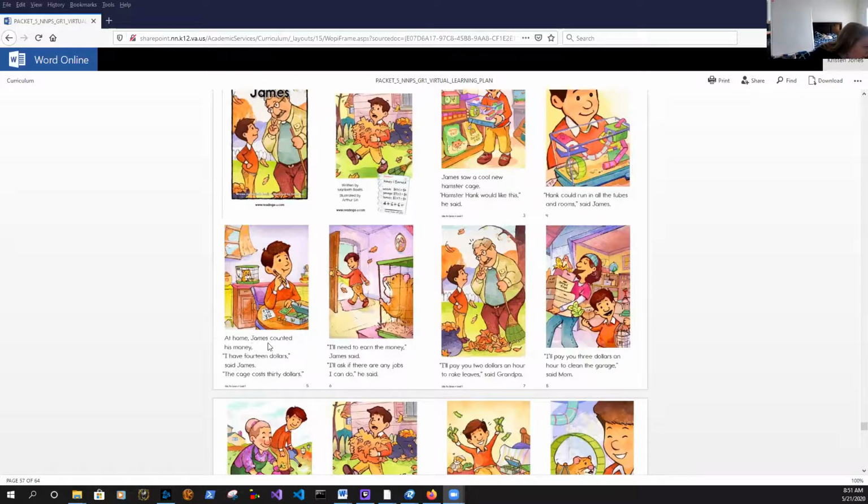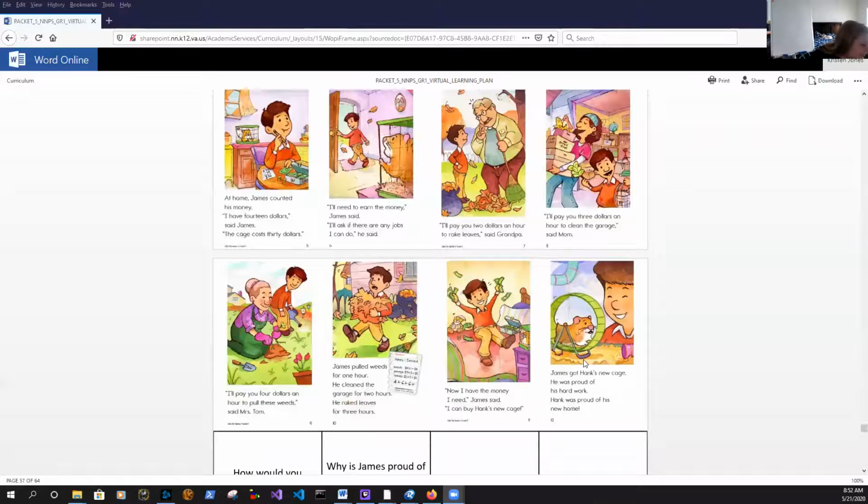At home, James counted his money. I have $14, said James. The cage costs $30. I'll need to earn the money, James said. I'll ask if there are any jobs I can do, he said. I'll pay you $2 an hour to rake leaves, said Grandpa. I'll pay you $3 an hour to clean the garbage, said Mom. I'll pay you $4 an hour to pull these weeds, said Mrs. Tom.